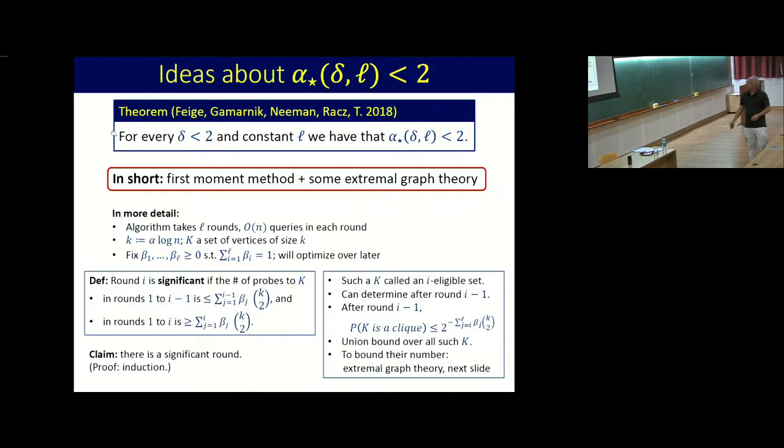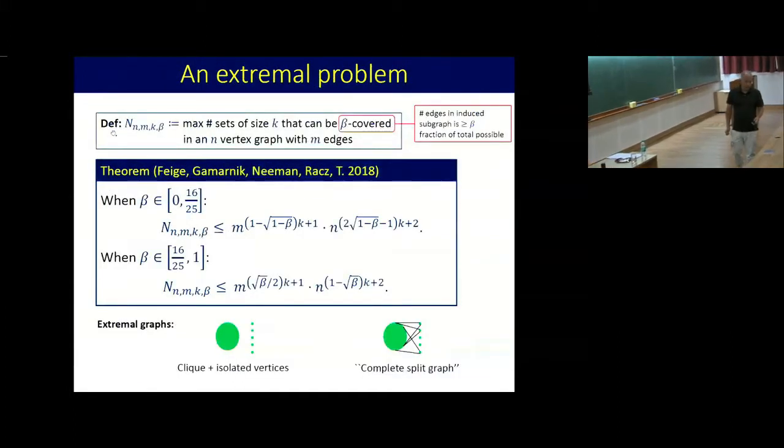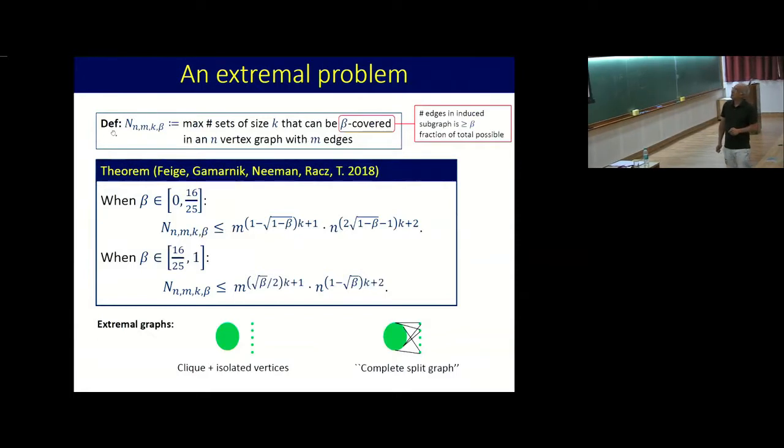Now for that, it's not just some simple n choose k or something. It's more complicated. Okay, so this is the probability. The other one is how many. So this was the painful part. But we identified fairly precisely what this number is. If you throw in enough parameters, you can figure out, right? So capital N, little n, m, k, beta is the maximum number of sets of size k that can be beta covered in an n-vertex graph with m edges, okay?